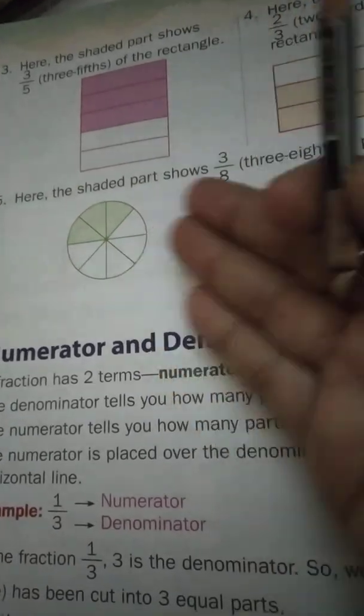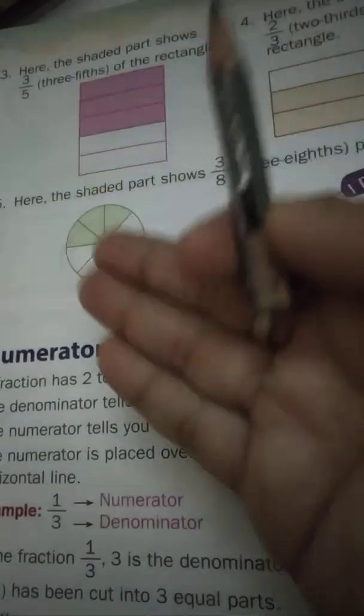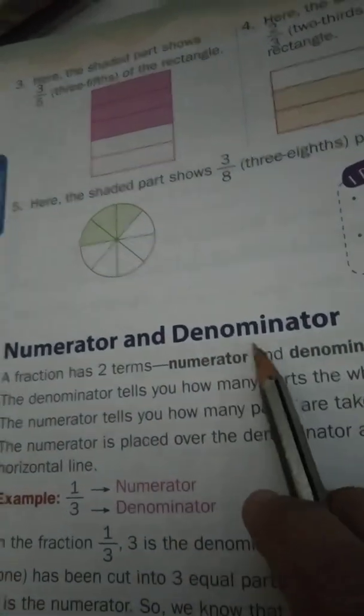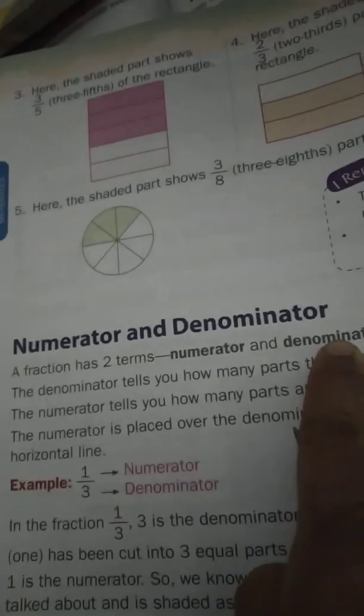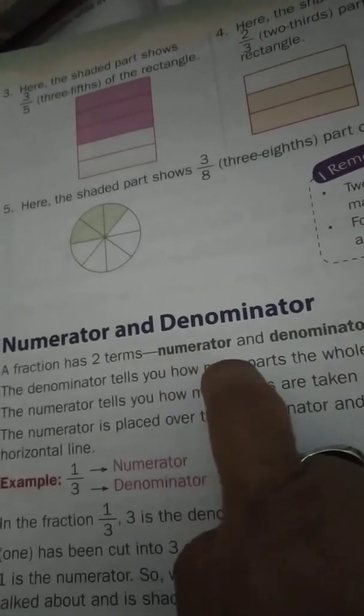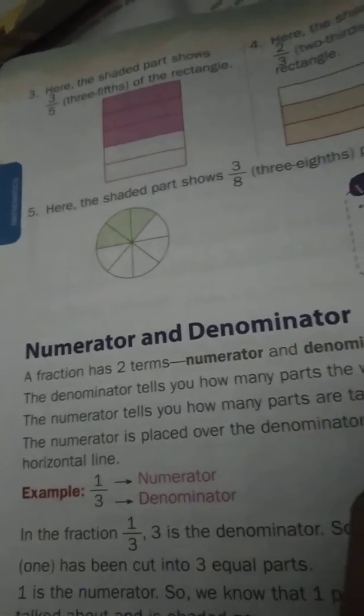Okay, children, this is about how to shade the part of the shape and how to write this figure in a fraction form. We are seeing the figure and we are writing the fraction form. How many are shaded? How many total parts? So now numerator and denominator. A fraction has two terms, numerator and denominator. We will call it numerator and denominator.